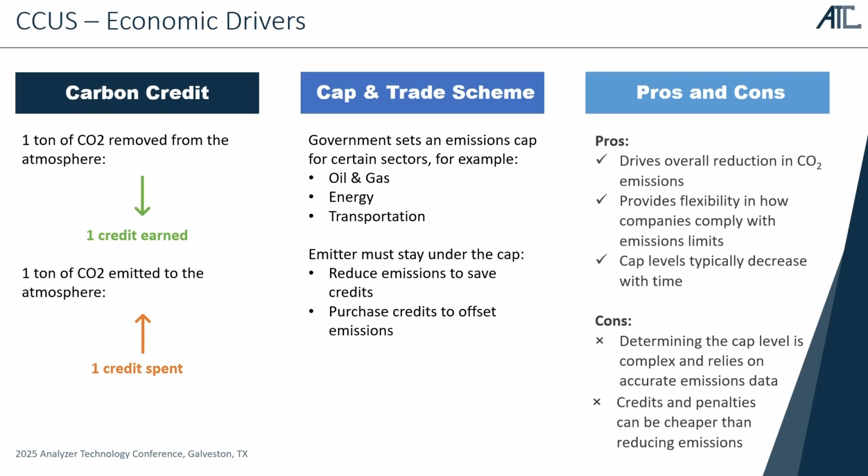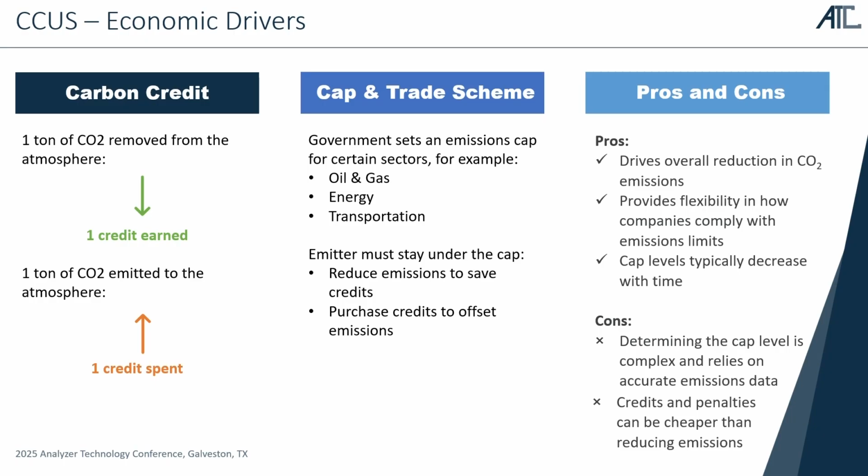Whilst there are clear environmental benefits to CCUS, the economic drivers come from cap and trade schemes. Here, a credit is earned when a ton of CO2 is removed from the atmosphere and spent when a ton of CO2 is emitted to the atmosphere. The government sets emissions caps for different sectors, such as oil and gas, energy, and transportation, and emitters must stay under that cap, either by reducing their emissions or by purchasing credits to offset emissions.